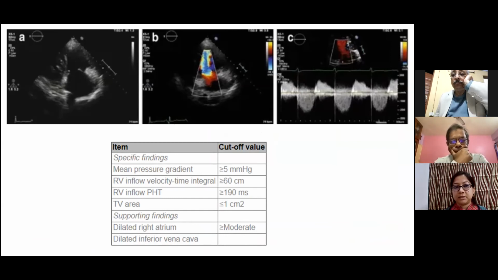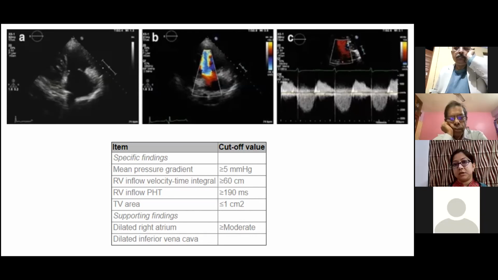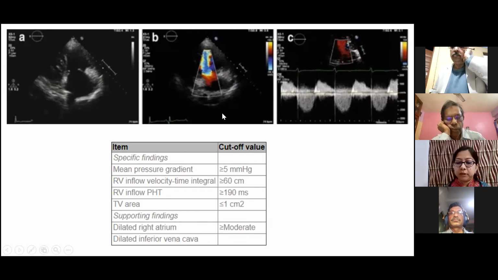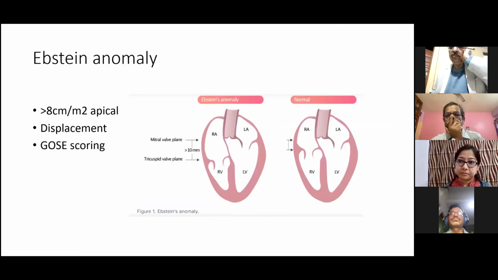The supporting finding is the dilated right atrium. Very few cases are there when tricuspid stenosis occurs. Tricuspid stenosis, when it occurs due to rheumatic heart disease, is usually due to the associated mitral stenosis. It also occurs as a result of carcinoid syndrome or other causes of infiltrative diseases.